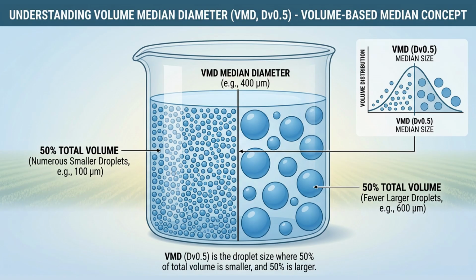And on the x-axis is something called VMD, or volume median diameter. And this is why this illustration was always tricky for me to make. It's not really the average droplet size.